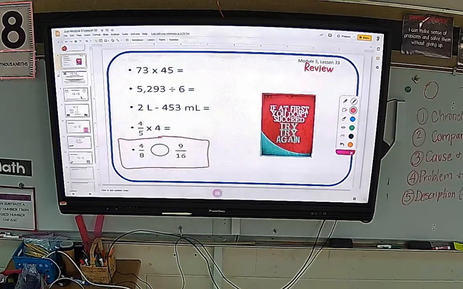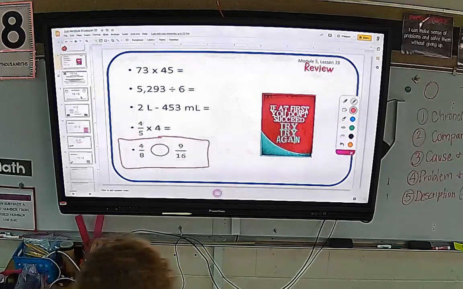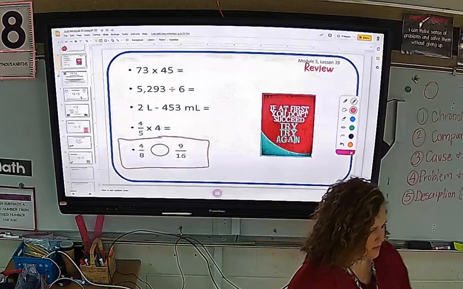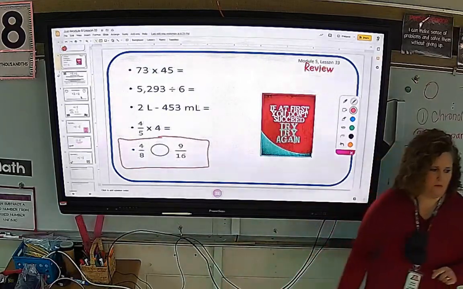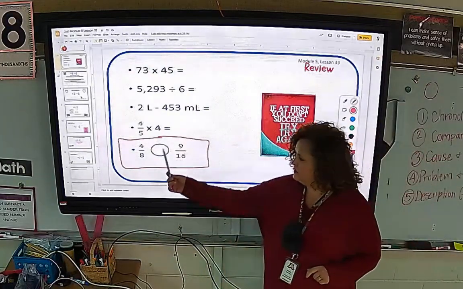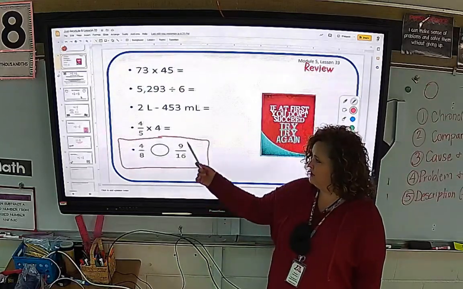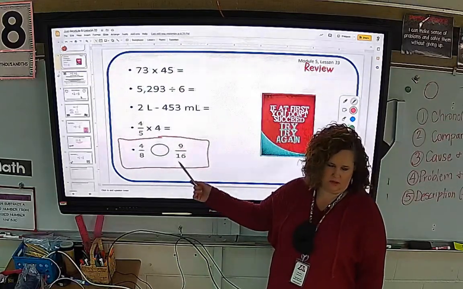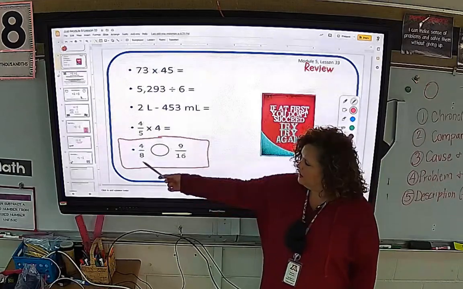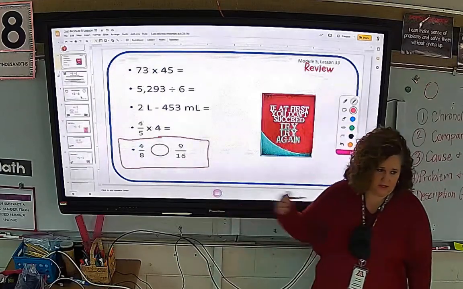How many of you did the heart method or are working on the heart method right now? Okay. How many of you did steal it and hide it or are working on that right now? Okay. Anybody change the denominator? Can you change the 16 into an 8? You can by dividing, but you can't divide that 9 by the same number. Can you multiply to get from 8 to 16?